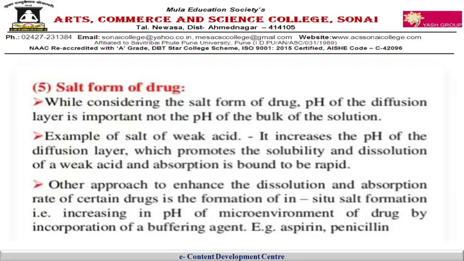So next point, another approach to enhance the dissolution and absorption rate of certain drugs is the formation of in-situ salt formation. That is, increasing the pH of the microenvironment of a drug by incorporation of a buffering agent. That is, for example, aspirin and penicillin.